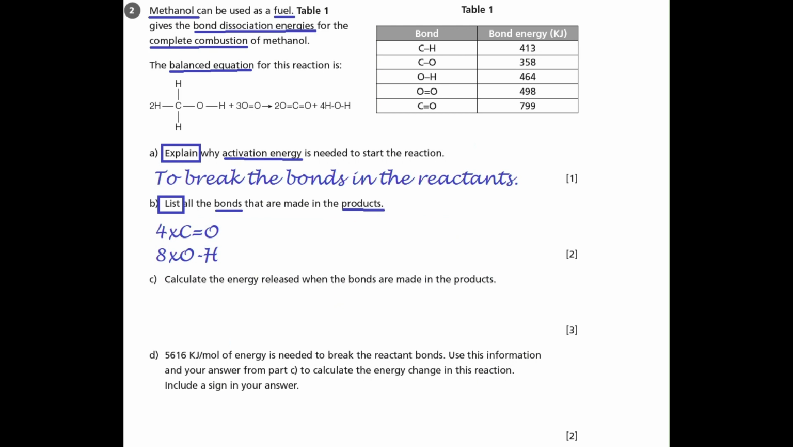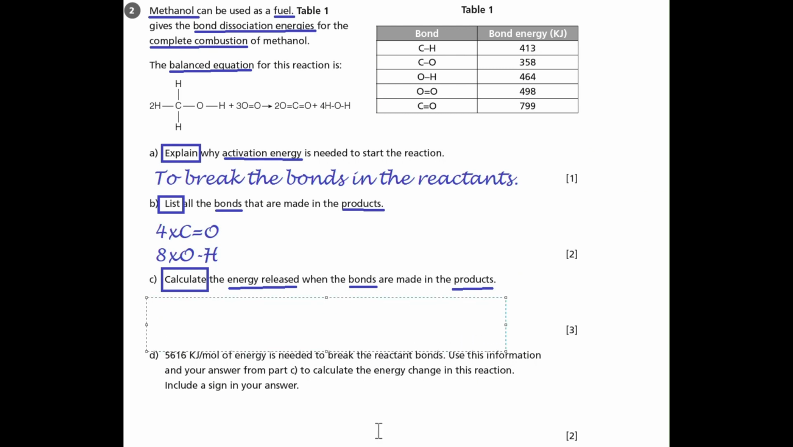Okay, part C. Calculate the energy released when the bonds are made in the products. What's the command word? The command word is calculate. And what are we calculating? We're calculating the energy released when the bonds, once again they're covalent bonds, a shared pair of electrons, in the products. So let's think about the bonds in the carbon dioxide first of all.